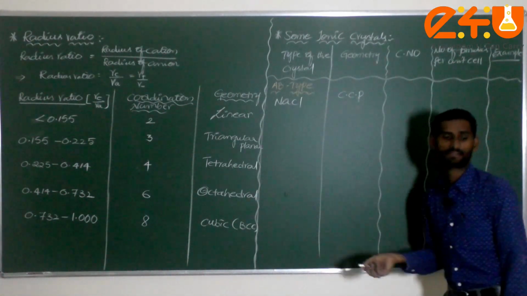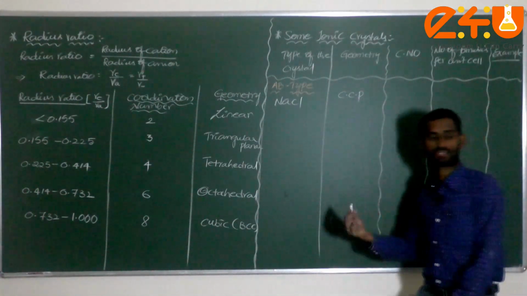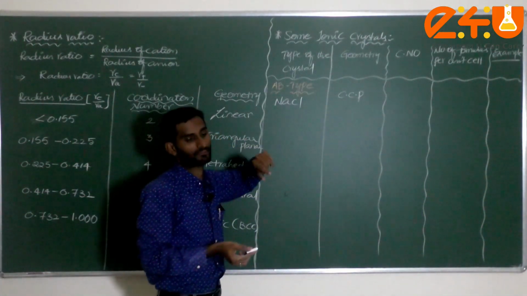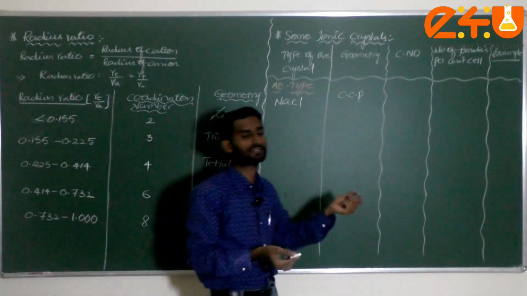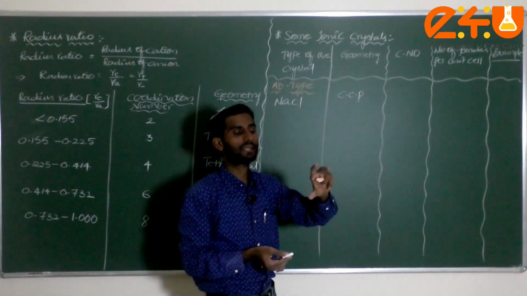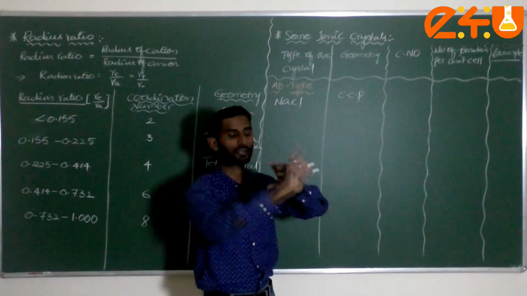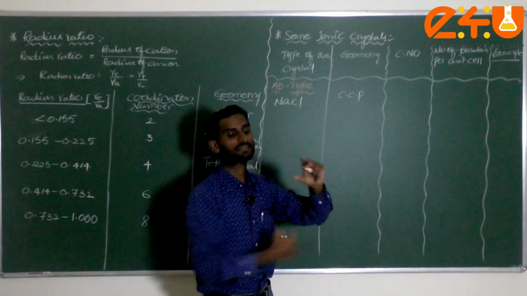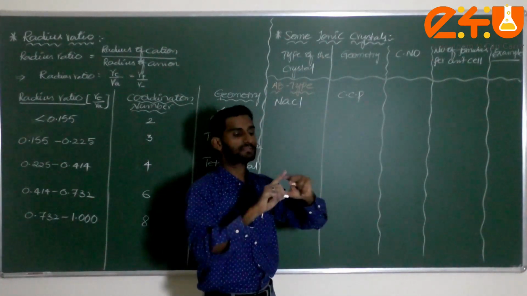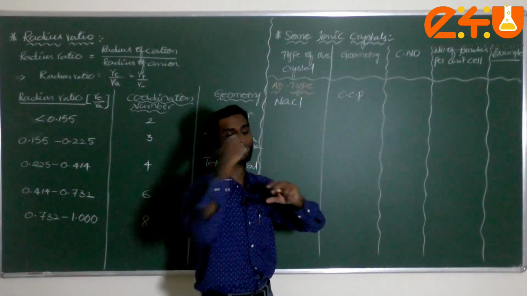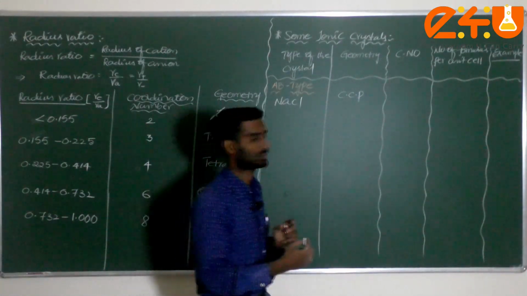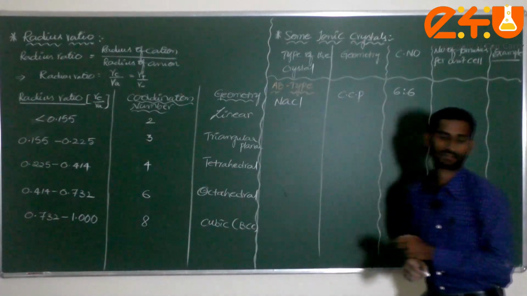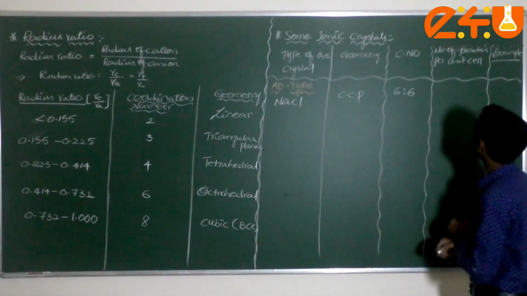In NaCl, Na plus and Cl minus ions are there, and it generally comes under face centered. Each and every cation, that is Na plus, is surrounded by 6 Cl minus ions. At the same time, the Cl minus anion is surrounded by 6 Na plus ions. So its coordination number here is in the ratio 6:6.